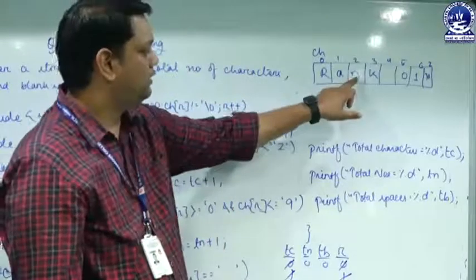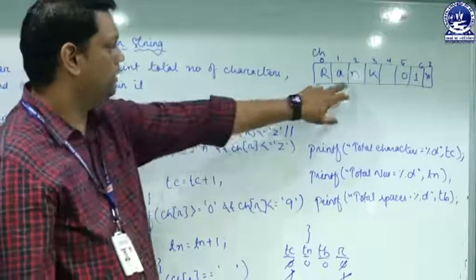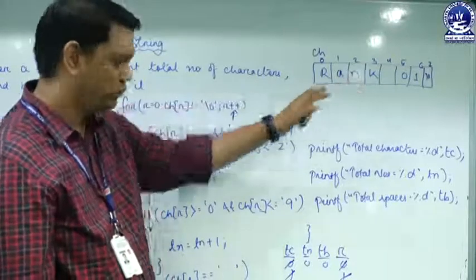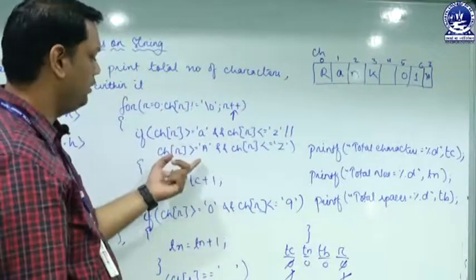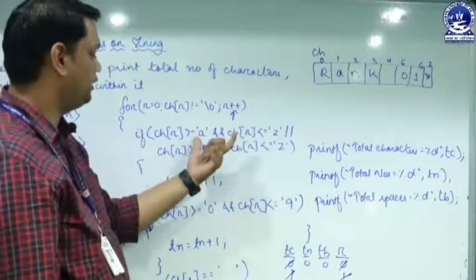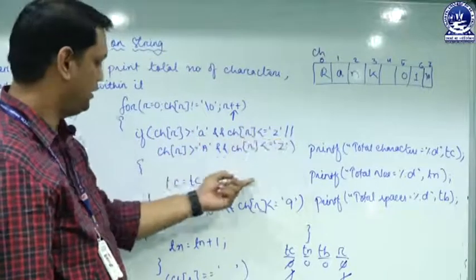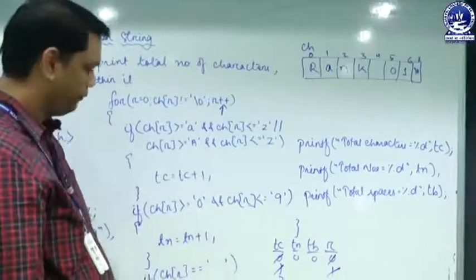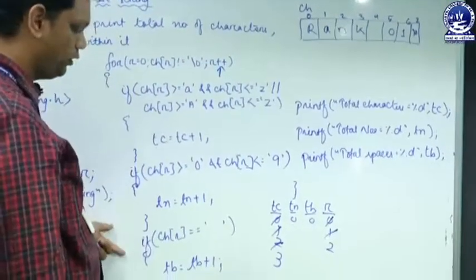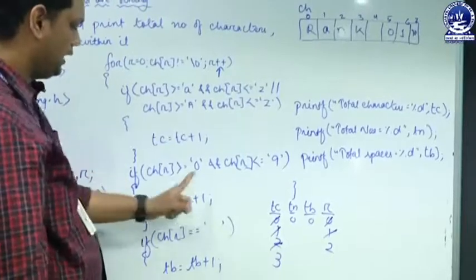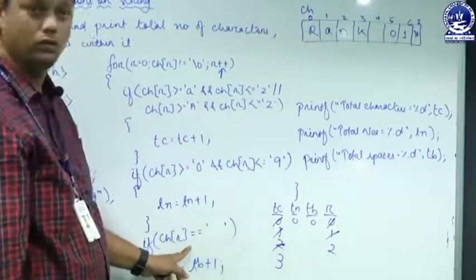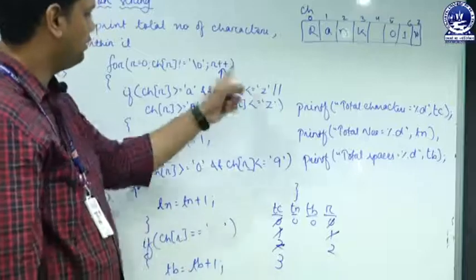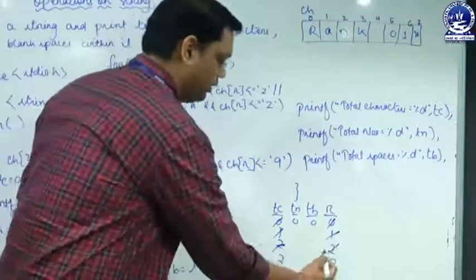Now it will check CH of 2 is not equal to backslash 0. No, n is not equal to backslash 0. Again it will come over here. Small n lies between small a to z. The condition is satisfied, TC equals TC plus 1, so TC goes to 3. Again these two conditions will return false because n does not lie between 0 to 9 and n is not equal to blank space. Then when it comes to here, R will be incremented to 3.